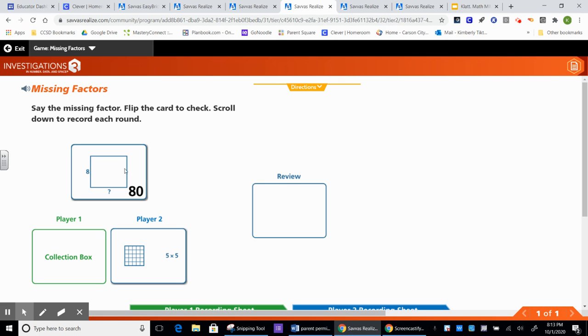If you get to one you're not sure of, 8 times some number is 80. The dimensions are 8 and something else in this rectangle. Well, if I wasn't sure and I said 6 and then I got it wrong, I could turn it over and see 8 times 10 equals 80. That would be one I need to review. Have fun playing that one.